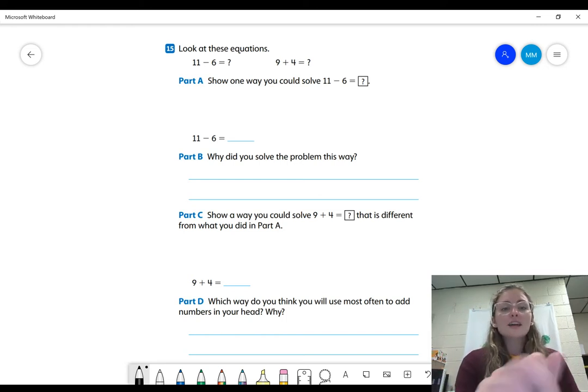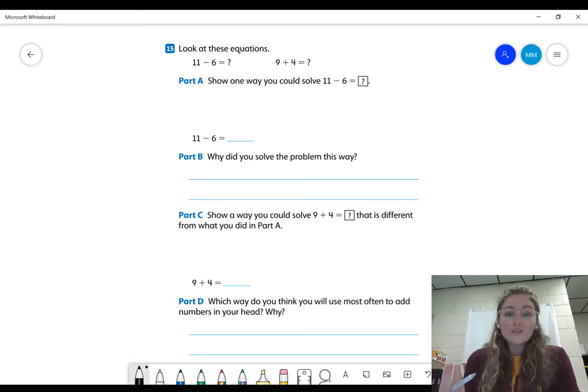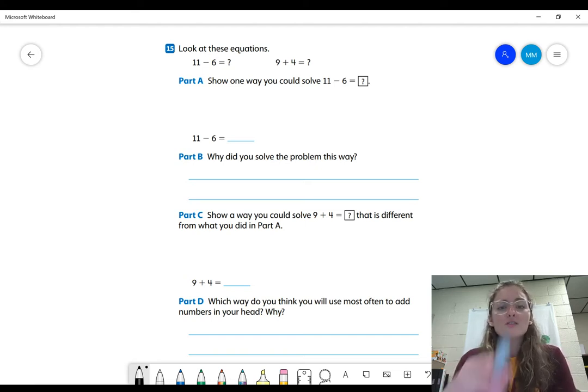It says, look at these equations. 11 minus 6 equals blank. 9 plus 4 equals blank. It says, show one way you could solve 11 minus 6. Now, I'm going to show one way. You could show different ways if you need to. So it says, show one way you could solve 11 minus 6.